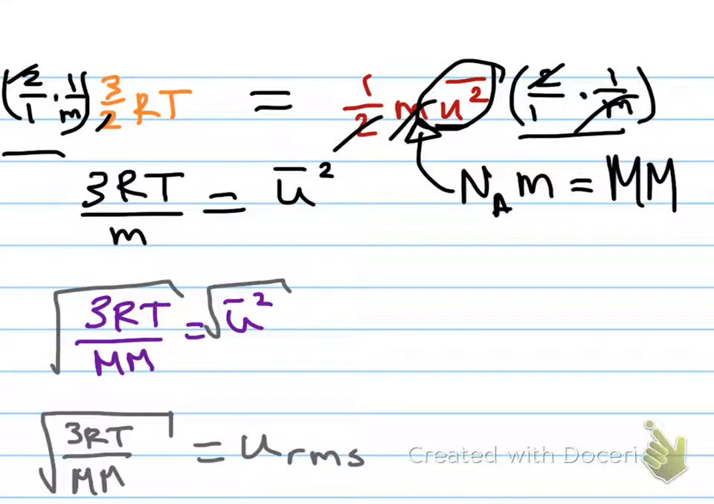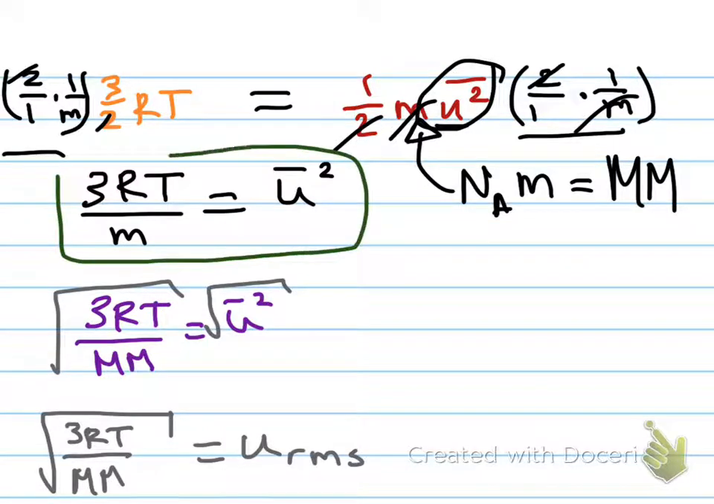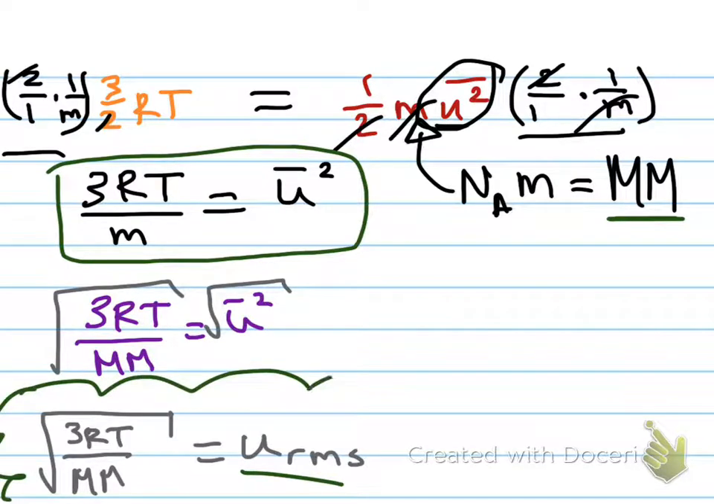So we end up with 3RT over m equals U squared. And again, that m is our molar mass. We want to get the square root of this, the root mean square. So we take the square root of both sides. That would be the square root of 3RT divided by molar mass equals the square root of U squared, and the square root of U squared would just be URMS, or U. So the square root of 3RT divided by molar mass equals URMS. And this is the equation that we will be using.